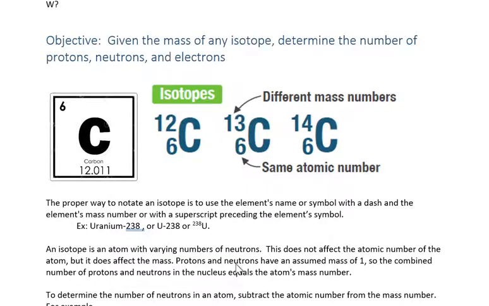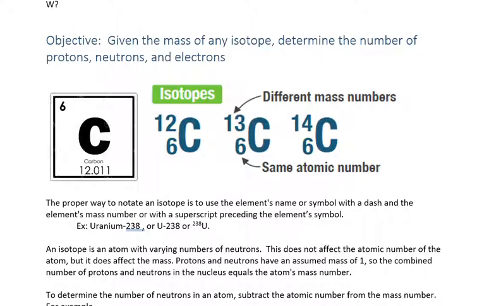Another way to write this would just be the symbol U, uranium-238, or sometimes it's written this way, the symbol U with the superscript 238 there. That is how you write a specific isotope. So, what is an isotope? It's an atom with a varying number of neutrons. That doesn't ever affect the atomic number of the atom. That's always going to stay as 6, but this mass number will vary. Protons and neutrons have an assumed mass of 1, so when you combine them together, they equal the atomic mass number.